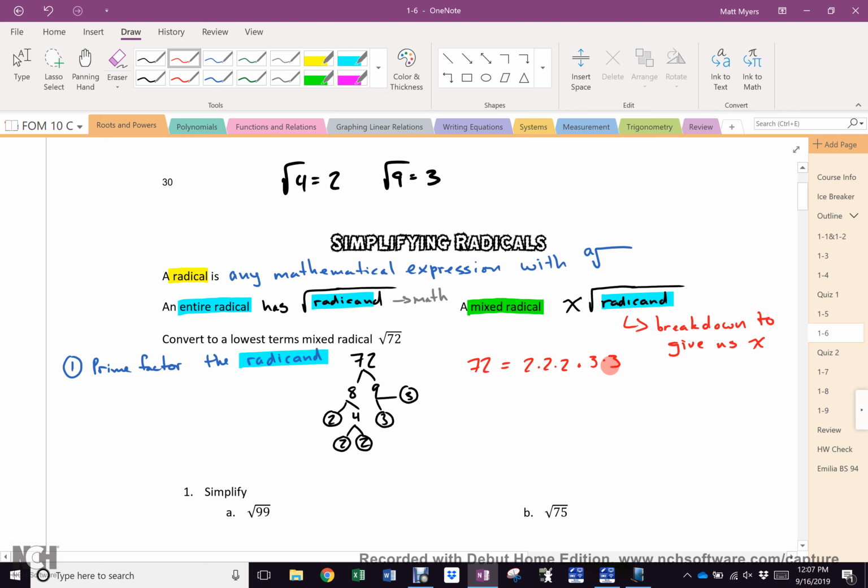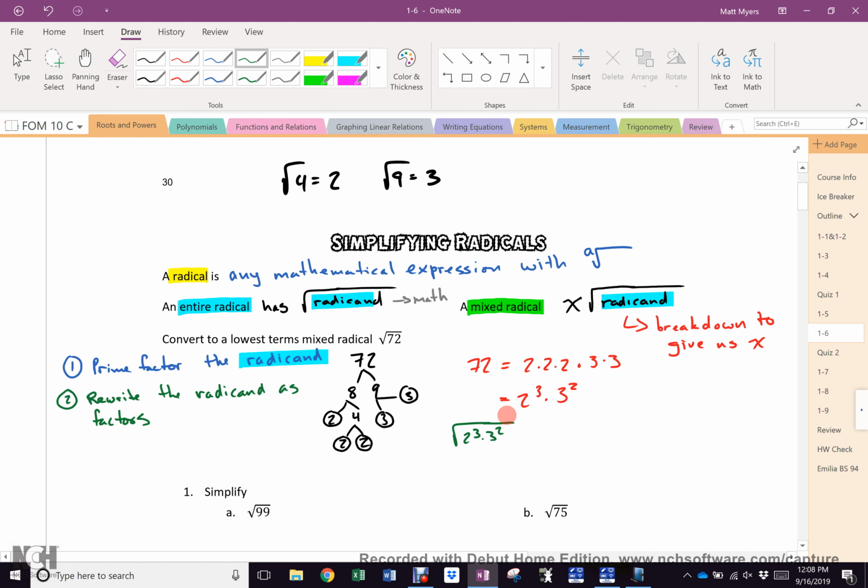Now we're in the 10th grade now, right? Would we ever write all that out? We've already done exponents. We're not going to write that out. We're big kids. So what are we really going to write? 2 cubed times 3 squared. Everybody agree? Easy peasy, yeah? So now, step 2 is rewrite the radicand as factors. So the radicand was 72, but isn't it also 2 cubed times 3 squared?